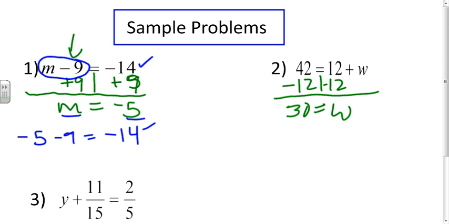I'm going to check my work here. I'm going to substitute 30 for this w here. So 12 plus 30, that equals 42. And again, it checks out.